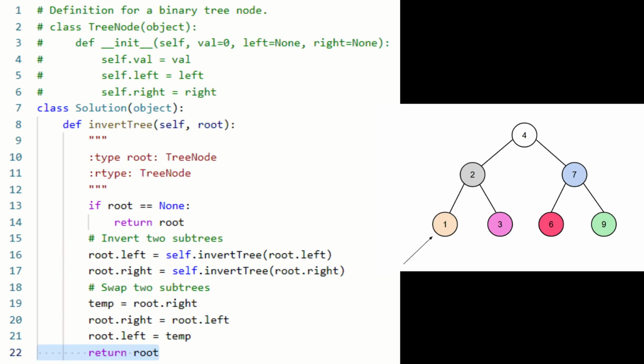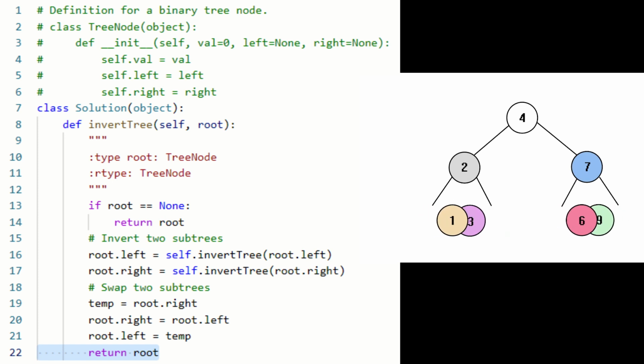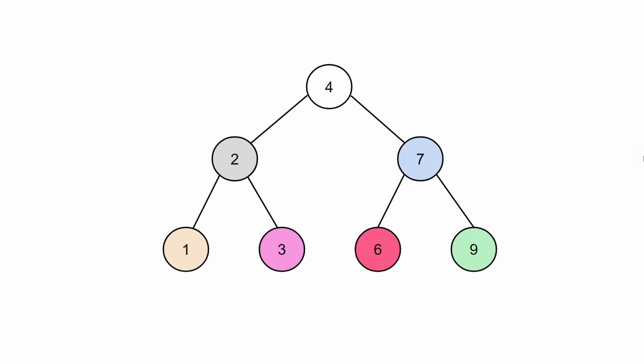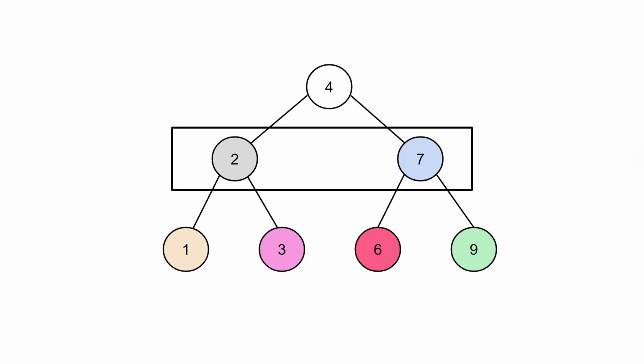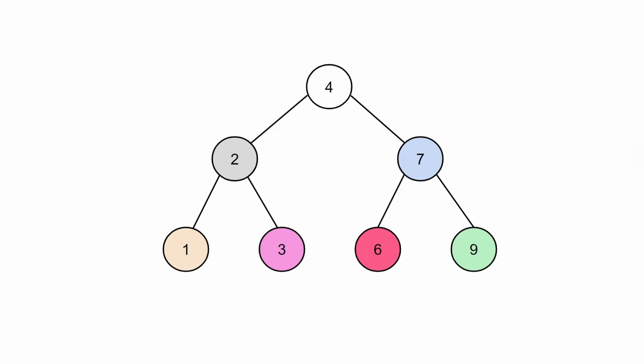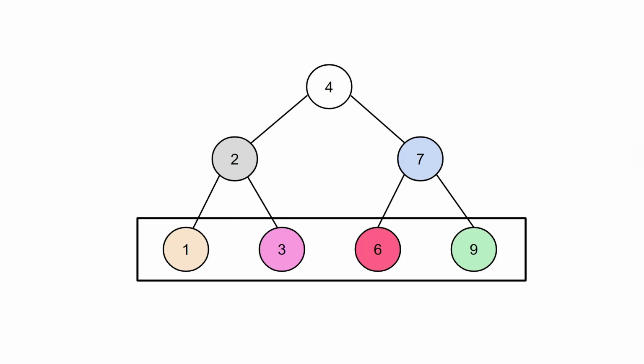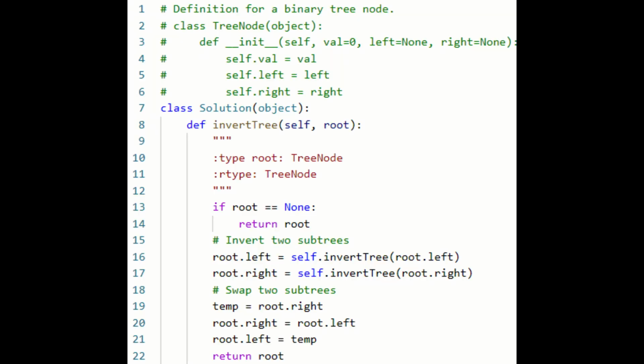The recursion continues until we reach the leaf nodes of the tree, at which point the function returns the leaf nodes themselves and the leaves are swapped. As a result, the function is able to invert the entire tree, starting from the root node and working its way down through the tree to the leaf nodes. This way, we can invert the entire tree in a single function call. This is the full solution to problem invert binary tree.